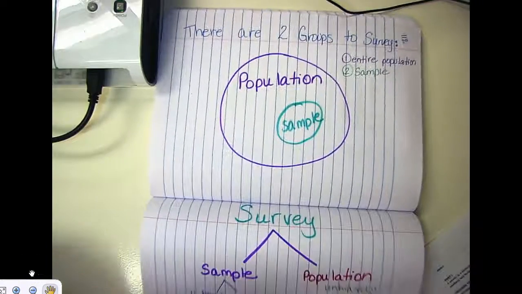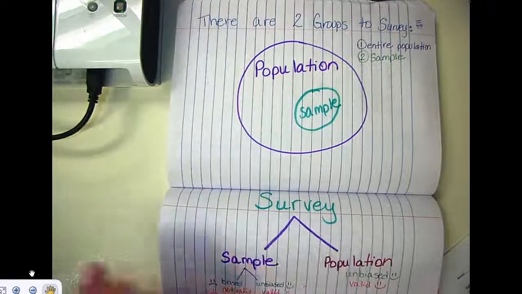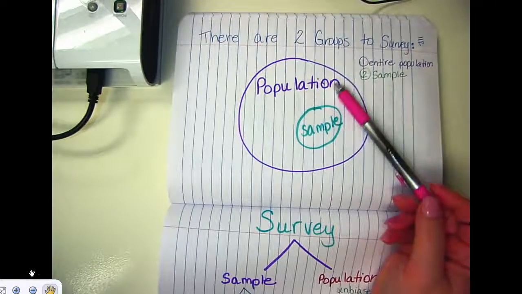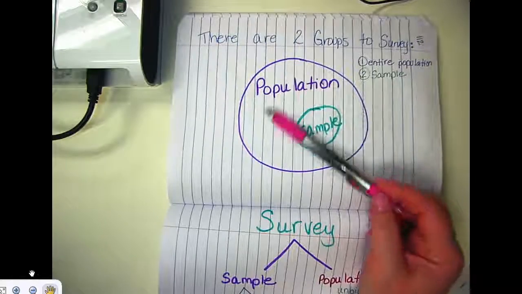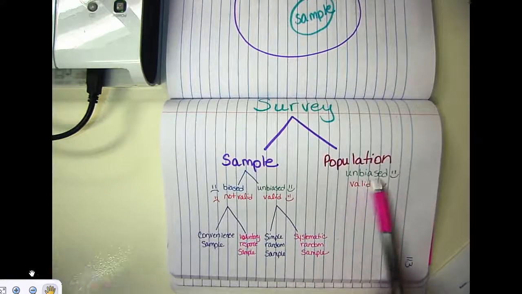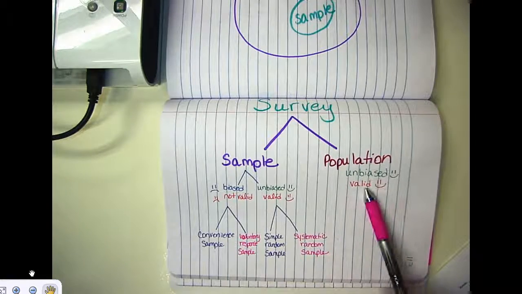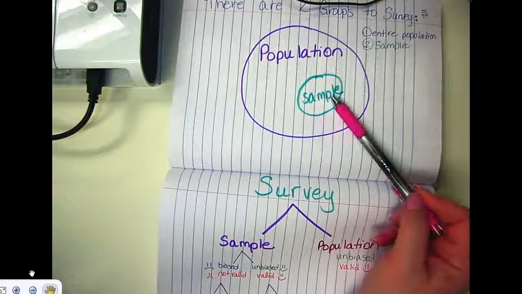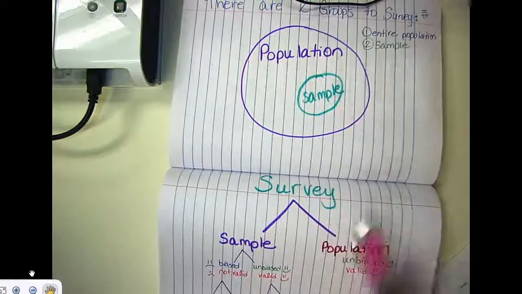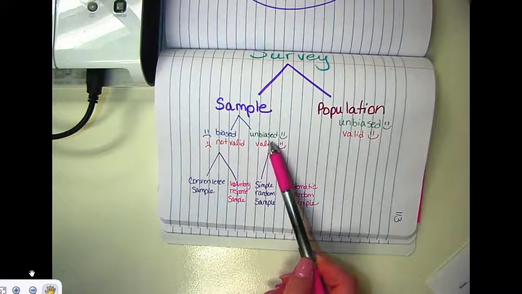All right, so continuing with our study of statistics, going back, we talked about there's two groups you can survey. You can survey an entire population, and anytime you survey an entire population, that's going to be an unbiased group, and your results will be valid. The second thing is you can take a sample of that population, but you have to make sure that the way you choose your sample makes it unbiased and valid.